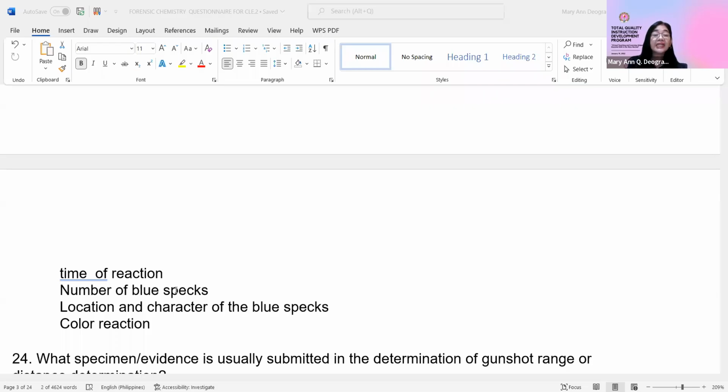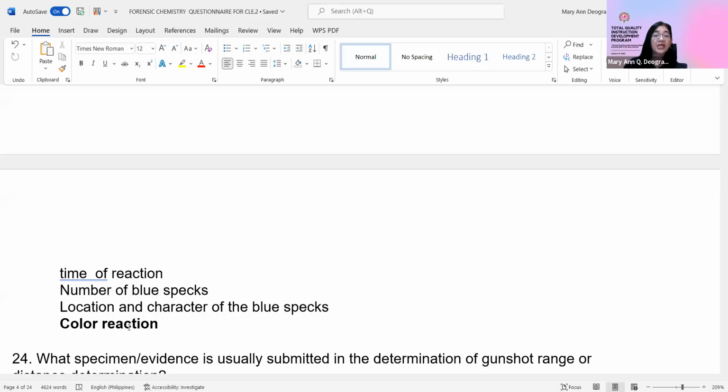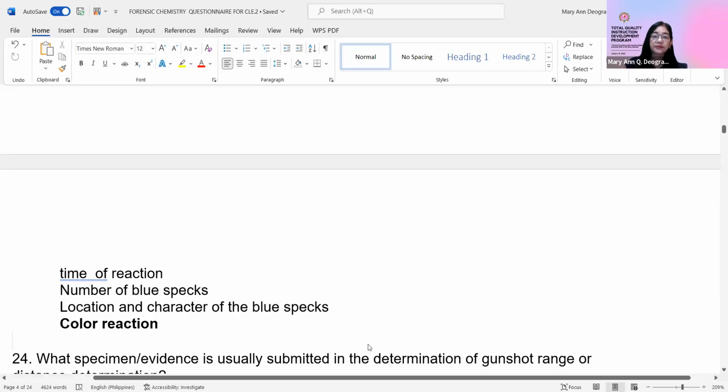So, nag-redundant na dito sa color reaction. No? So, nandiyan na kasi yung number of blue specks. So, magre-redundant dito sa color reaction kasi yung color reaction is generalized. Malay ba natin kung anong kulay yan? So, that is the exception to the choices.